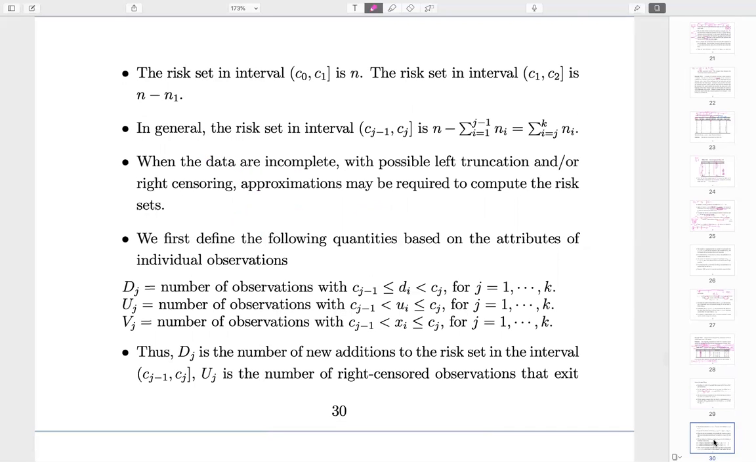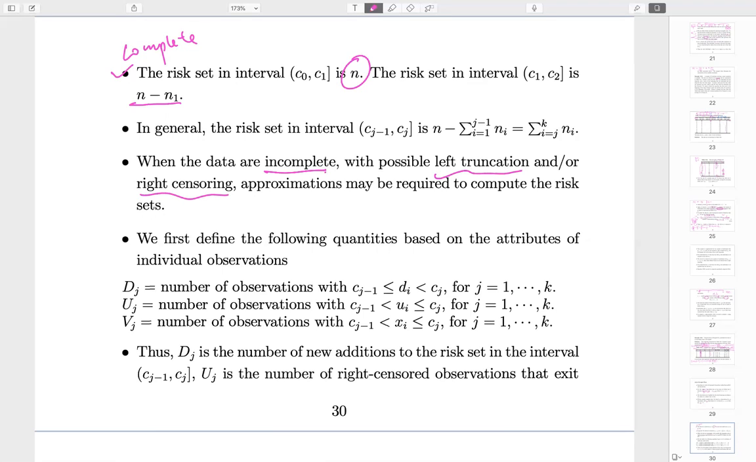We try to do something similar. So the first risk set, it's simply n. That's obvious. Okay. Then we deal with the case of the next one. Well, it will be n minus n1. But in general, things could be different, right? Because here this is just for the complete case. For incomplete, you need to take into account left truncation and the right censoring.